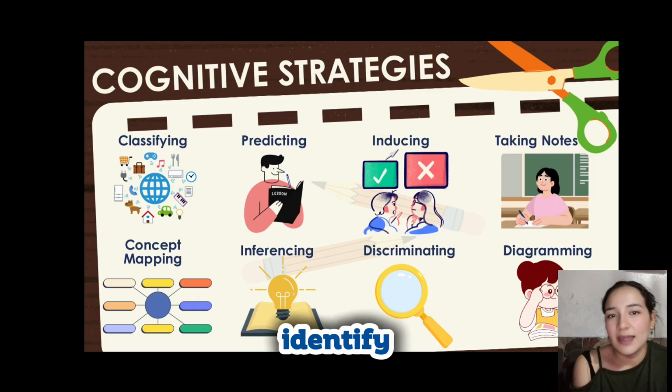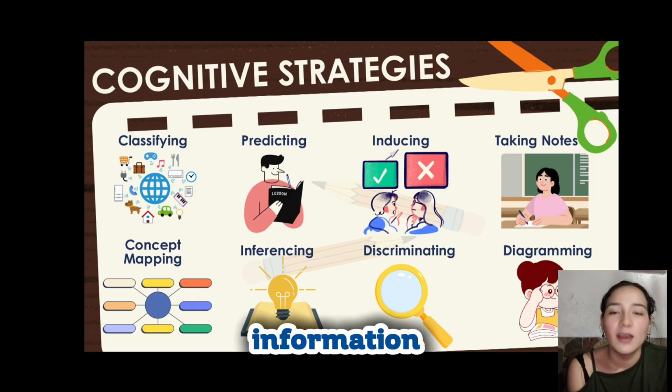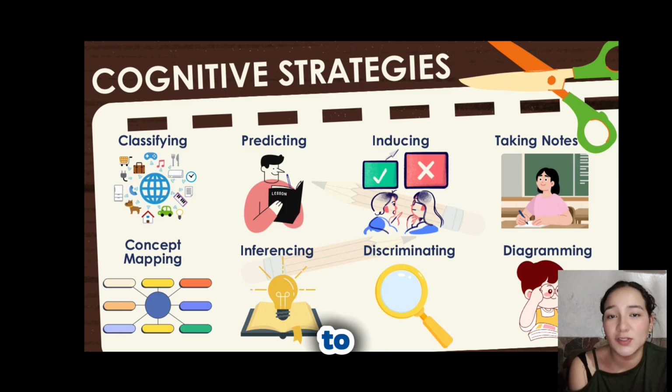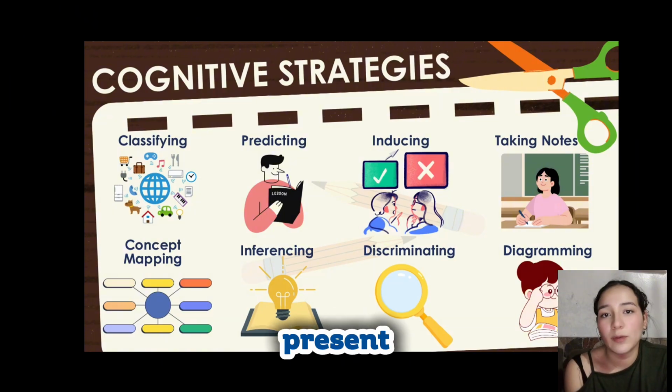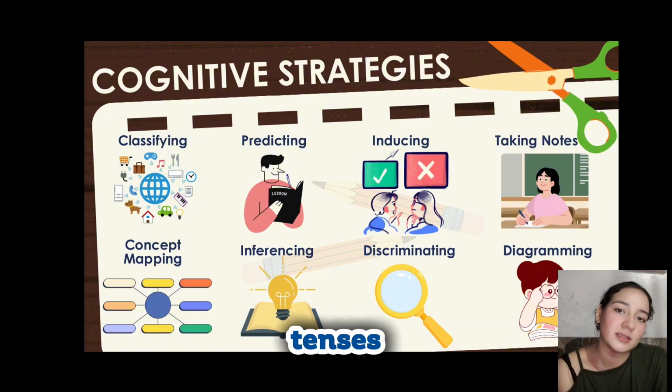Discriminating. Identify the difference between the main idea and supporting information. Find the most important information. Diagramming, use the information from a text to create a diagram. For example, create a diagram comparing the simple present and present continuous tenses.